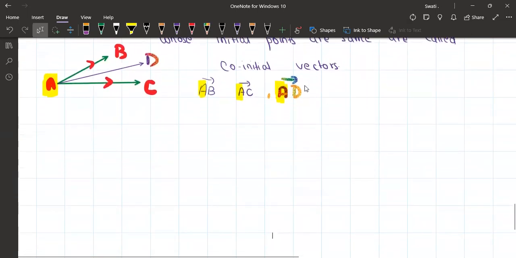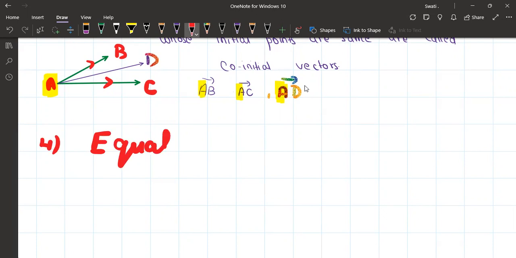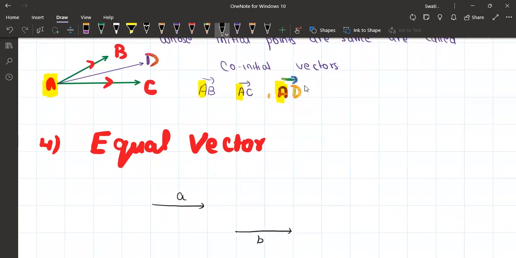Now let us move to the fourth type of vector, and that is called equal vector. Here it is very, very important to understand. What is the meaning of equal vector? Suppose I have two vectors, A and B. I'm drawing them with my free hand only.